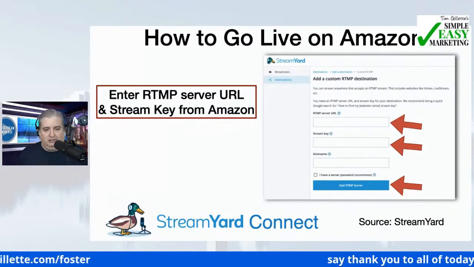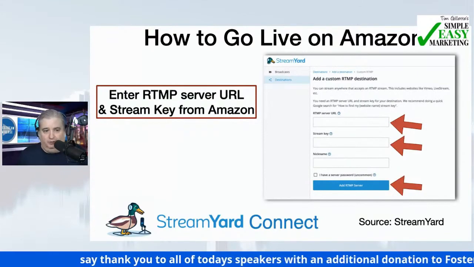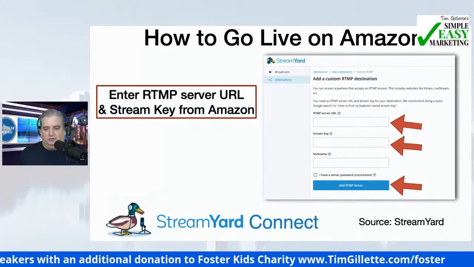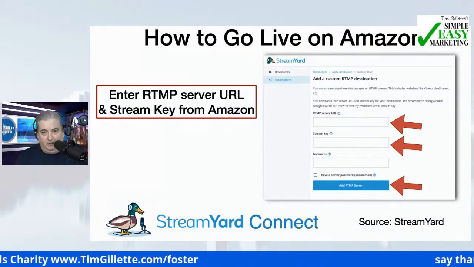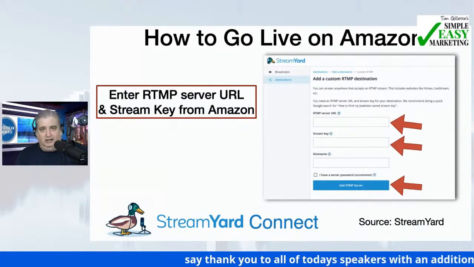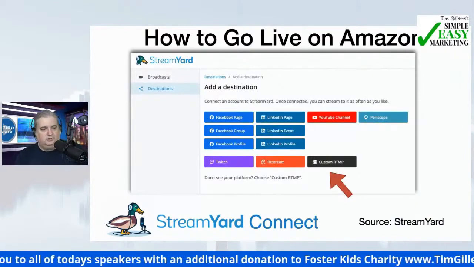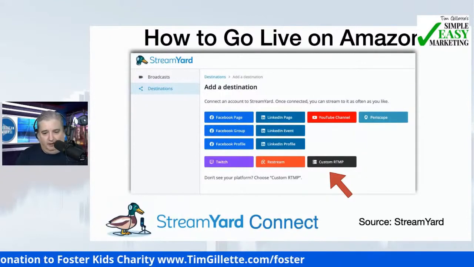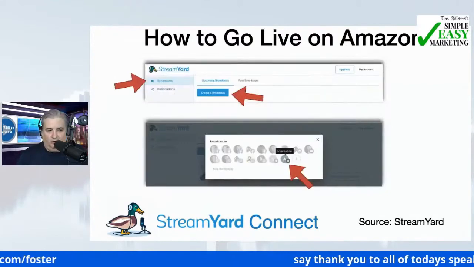And the best I can tell, it's a persistent key, so you don't have to re-enter this every time you want to go live on Amazon. And you click Add RTMP Server at the bottom, and that's how you add a custom RTMP destination. And again, this works for any custom RTMP destination. Adding Facebook or YouTube or LinkedIn or Periscope or Twitch is much easier. You just click and verify your account. But that is the process for custom RTMP.